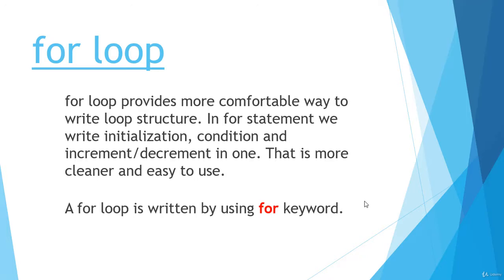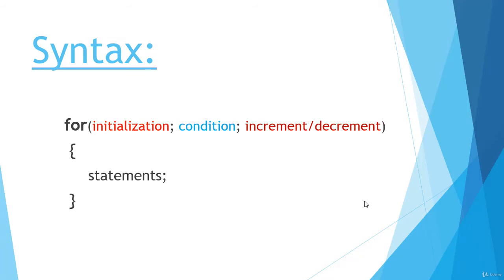A for loop is written using the for keyword. First of all, look at its syntax. You can see I have just typed the for keyword and used parentheses. Within the parentheses, I type 3 things. The first is initialization, meaning where this loop starts. Then I put a semicolon and type the condition. After that, I type the increment or decrement. That totally depends upon the logic of the program, whether we want to increment or decrement the variable.